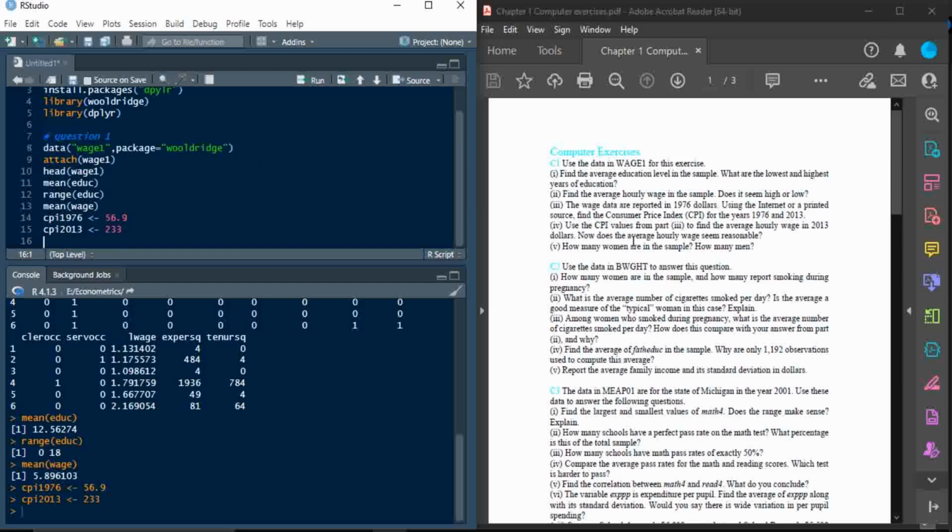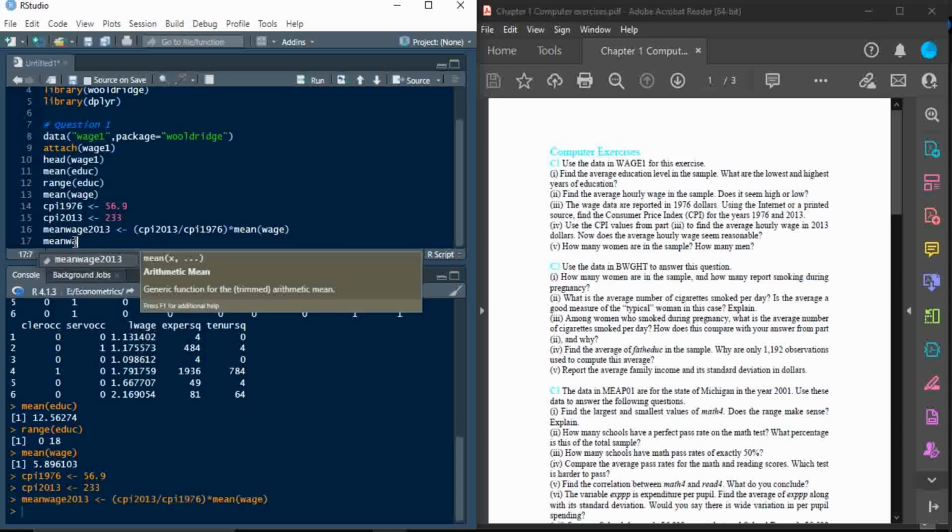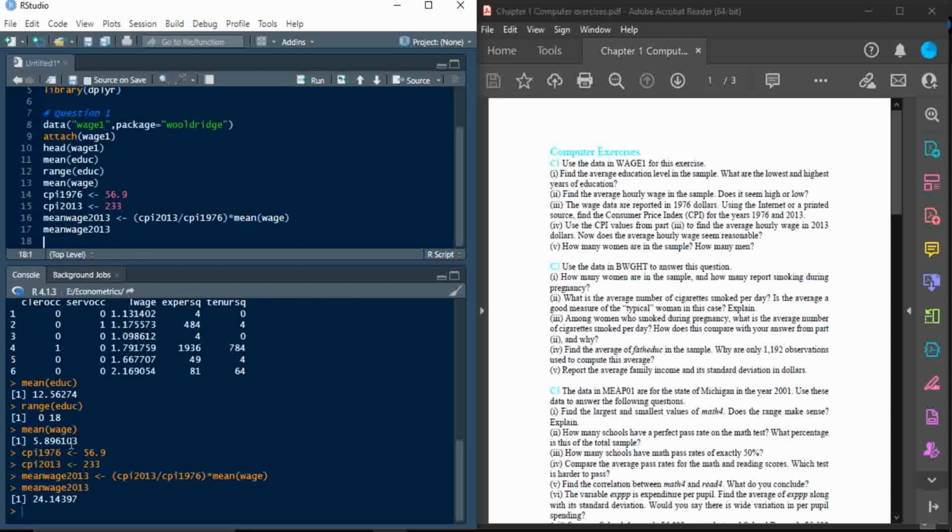Now what it says, the fourth part: use the CPI values from part three to find the average hourly wage in 2013 dollars. Okay, now we have to find the mean wage in 2013 levels. So use this formula, CPI 2013 divided by CPI 1976, and then multiplied by the mean wage of the sample. Now type this value, mean wage 2013. So the mean wage in 1976 dollars, 5.89, is equivalent to $24.14 in 2013, and yes, it's high per hour. On a per hour basis, it's a very good amount.